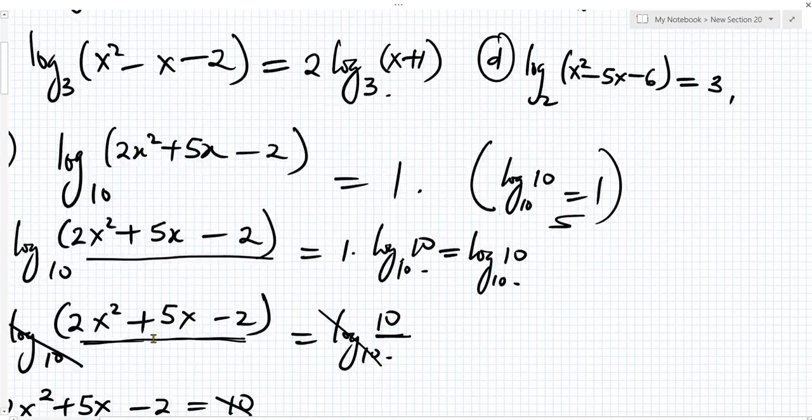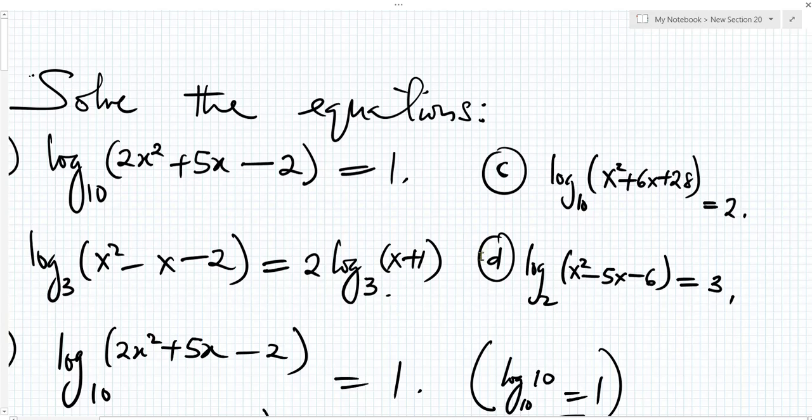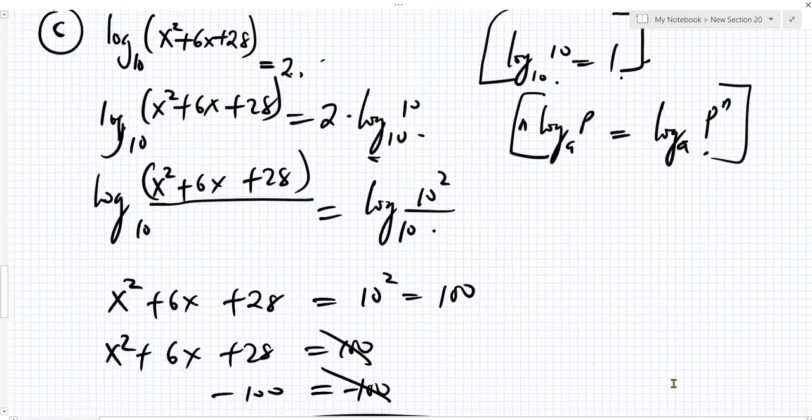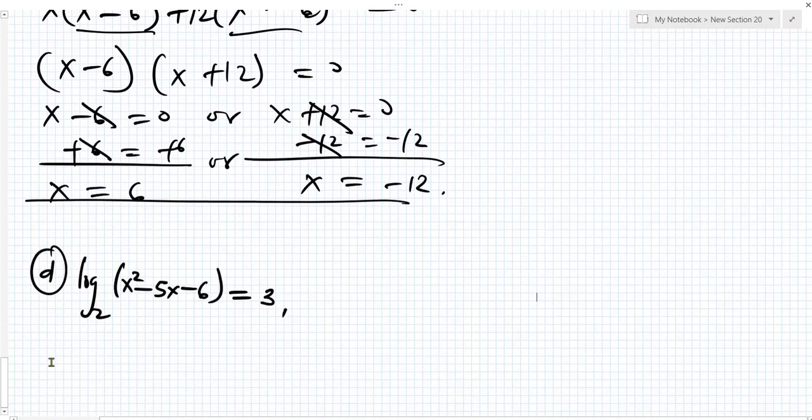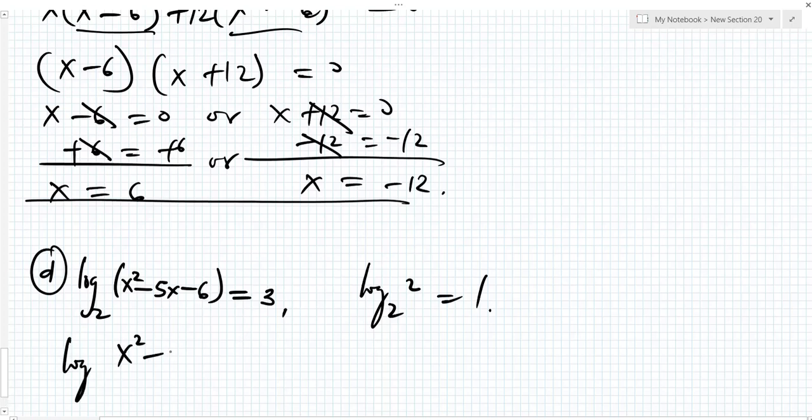And the last, but not the least, is this D. Let me copy it to the last part. Paste. Now, using log 2 base 2 as 1, we have log of x squared minus 5x minus 6 base 2 equal to 3.